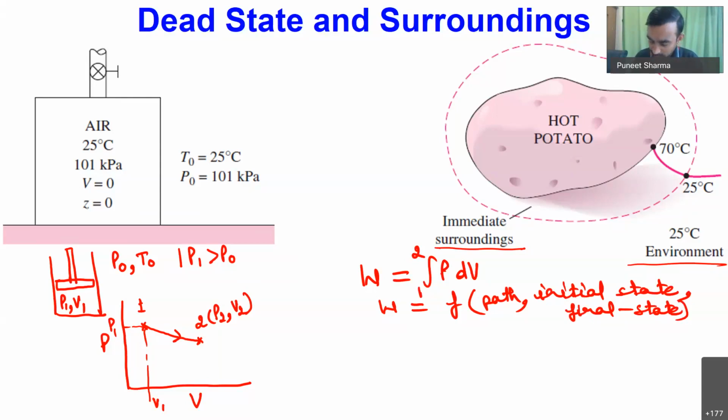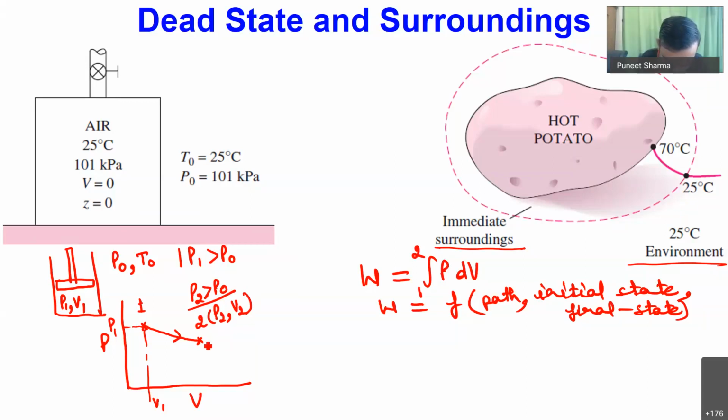Now one important thing you can see: say I have expanded this piston up to some thermodynamic state number 2, which has pressure P2, and let us consider that this P2 is also greater than P0. If P2 is greater than P0, it means my system further has the potential to expand the piston, because mechanical equilibrium will only be established once the pressure of the system is equal to the pressure of the surroundings. So if the pressure of the system is more than the pressure of the surroundings, this system has further potential to expand the piston and do some more work.